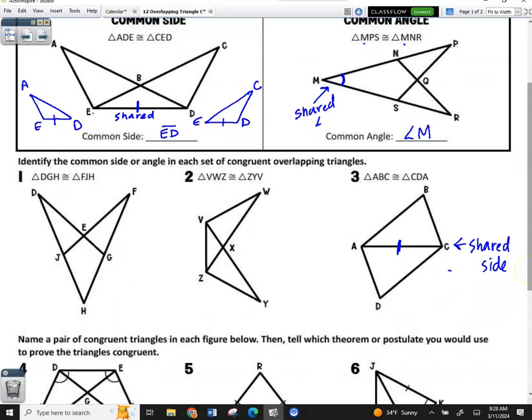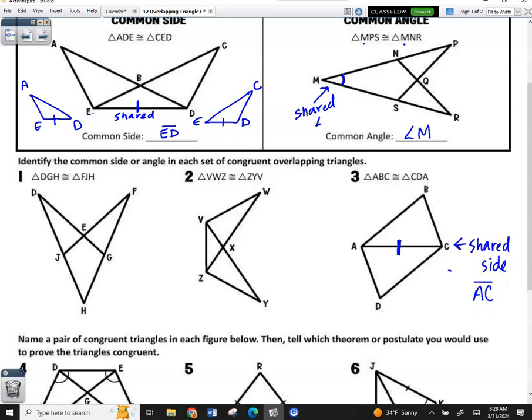So coming down here, let's look at 1, 2, and 3. It says identify the common side or angle in each set. We have two means of doing this. We have looking at the picture, then we also have our congruence statement, okay? So like jumping to number 3, we said that this is the shared side. Coming up here to the congruence statement, do I see the letters AC in both congruent triangles? Yes. So the shared side here would be AC.